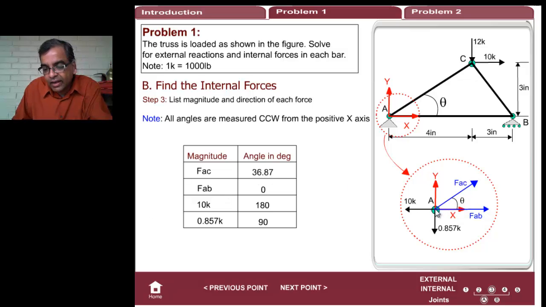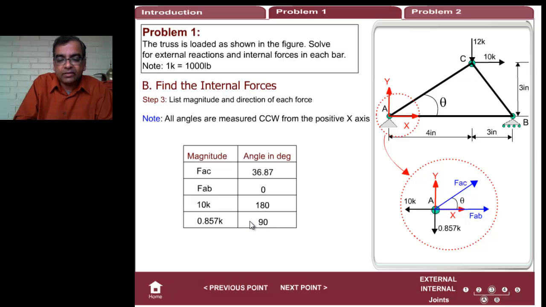How do I calculate this angle? Go to the base, see how much the angle is. FAB similarly is 0 degrees because it's along the x-axis. The 10K is at 180 degrees from the positive x-axis. The 0.857K is actually minus 90 degrees, not plus 90. It should be minus 90.